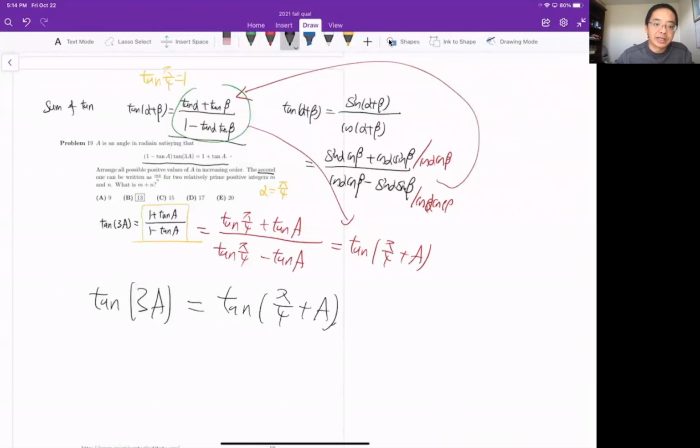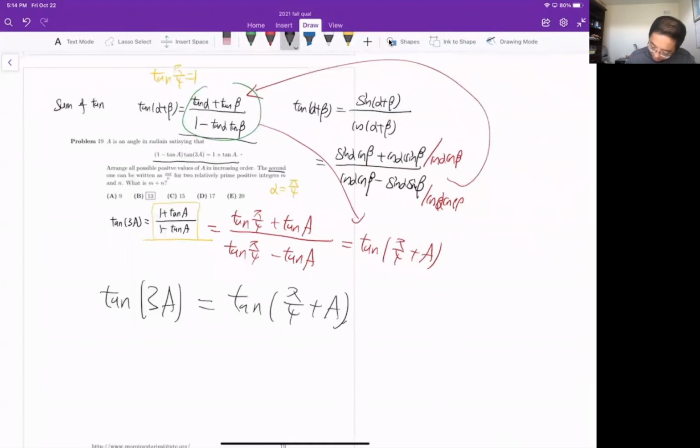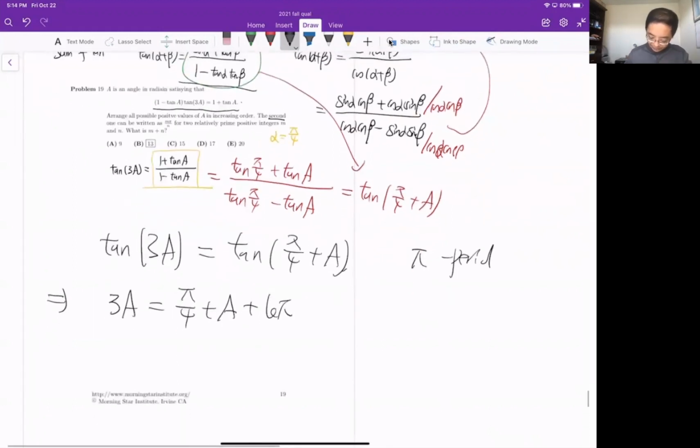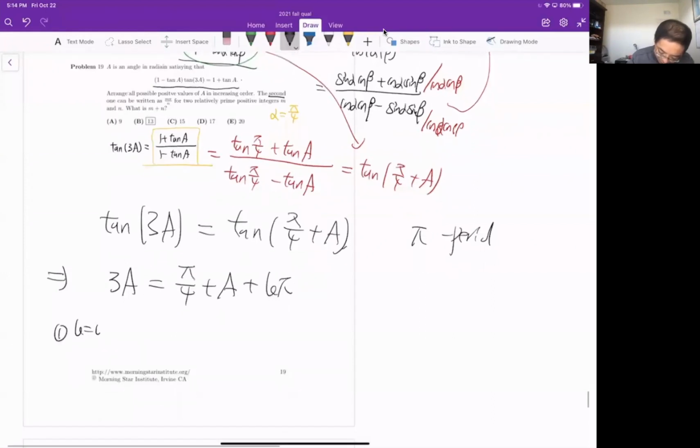Now we recall the tangent function. The tangent function has a period. It's a pi period, right? And this tells us we should have 3A equals pi over 4 plus A plus k pi, right? Plus k pi. Okay, so then we have the first one when k equals 0, we get 2A equals pi over 4, which is A equals pi over 8.